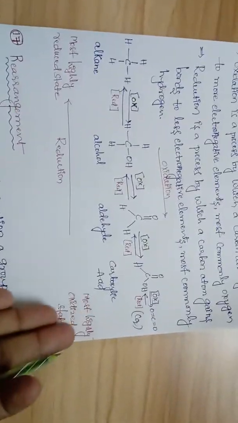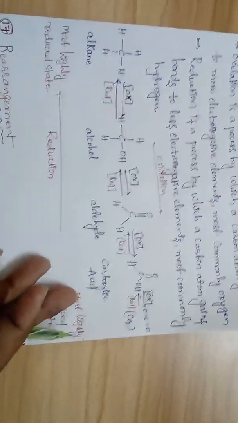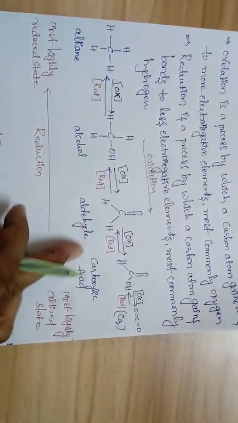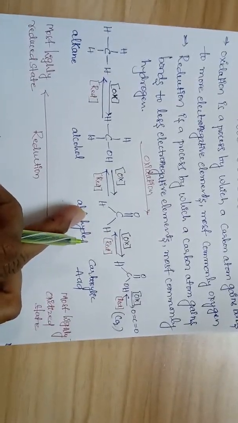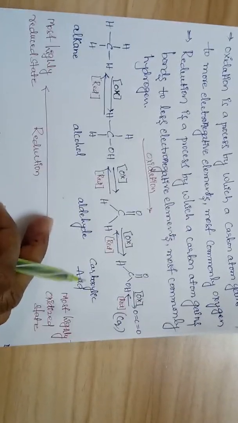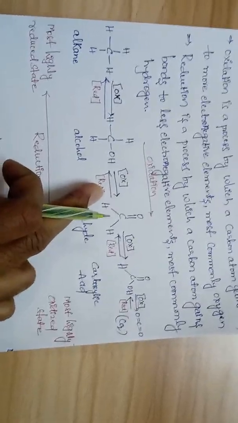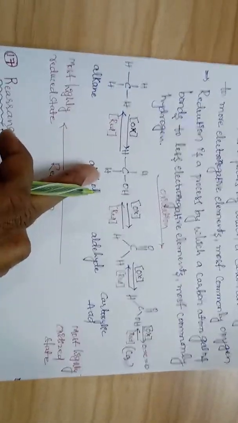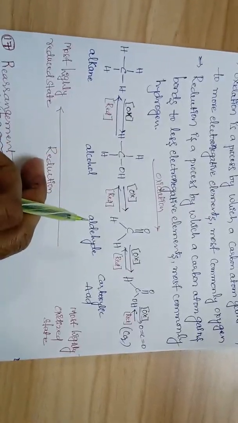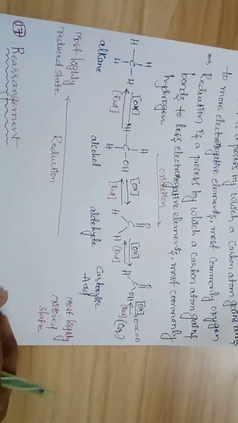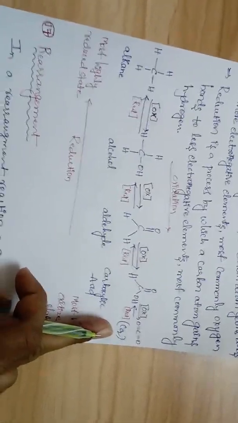And again you see the reverse system. Carbon dioxide undergoes reduction to form a carboxylic acid. Again the carboxylic acid undergoes reduction to form an aldehyde. Again the aldehyde undergoes reduction to form alcohol. Alcohol again undergoes reduction to form an alkane. So alkane is the most highly reduced state, and the most highly oxidized state is carbon dioxide.